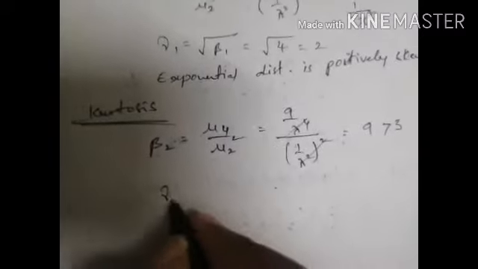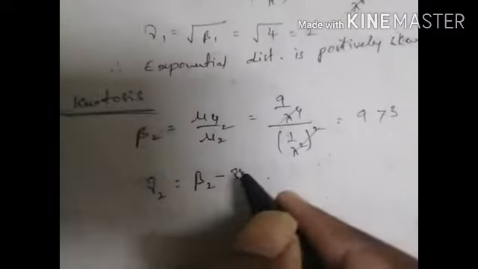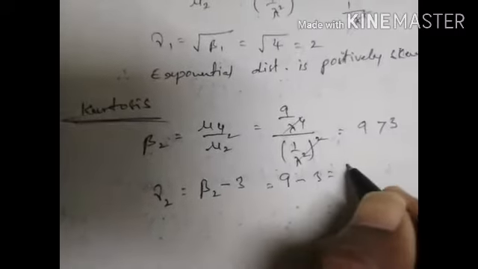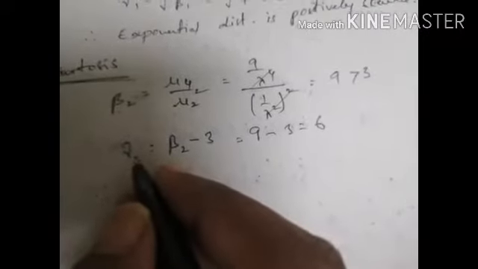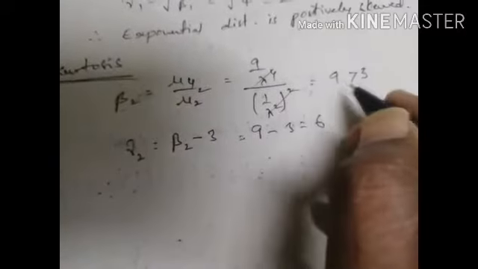So gamma 2 is equal to beta 2 minus 3. So what is beta 2? 9 minus 3, that is equal to 6. So 6 means it is more than 3, right? So it is more than 3, so our curve is high ranged.